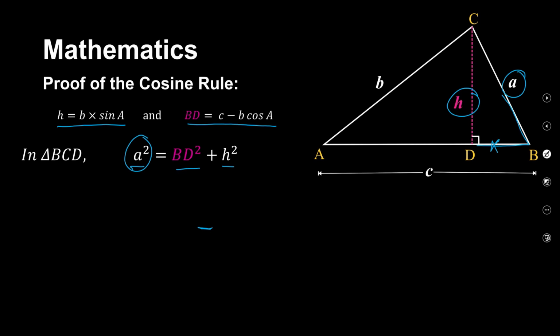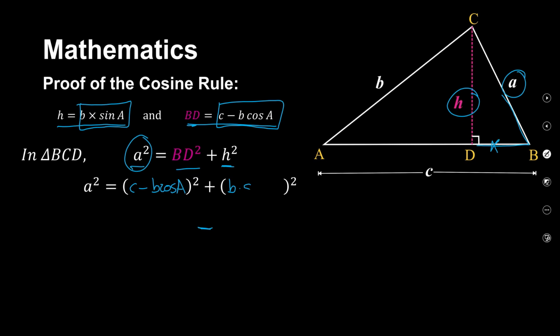So we're now going to substitute each of these. For BD, we're going to substitute this in. And for this H here, we're going to substitute this in. So A squared is equal to C minus B cos A, all squared, that's from here. And from H squared, we're going to say B times sine of A, squared. Now we just have to square these binomials.